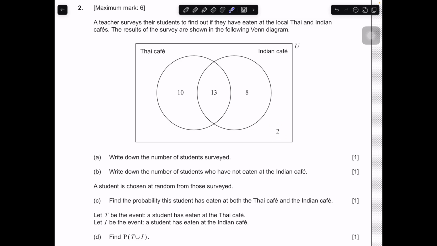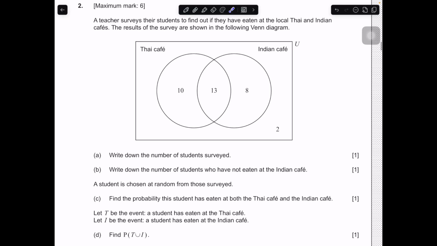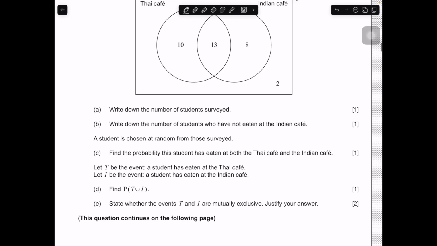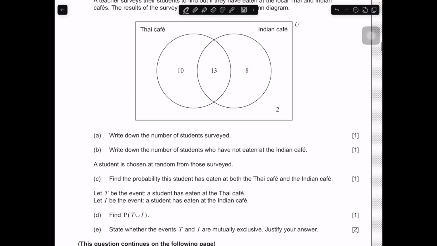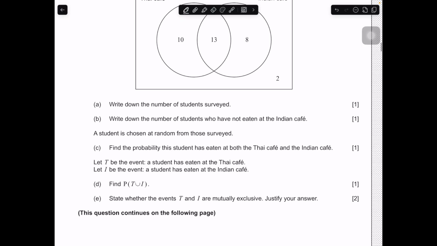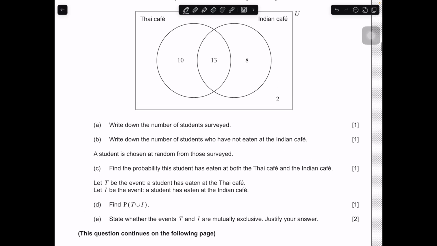They didn't tell us how many students there are, but if we add all of these up, we should be able to find it. All right, so let's go ahead and have a read. Total of 6 marks. Write down the number of students surveyed. So I guess that's the first question. That's actually what you would want to know if you want to start doing some probability. Total number of students surveyed.